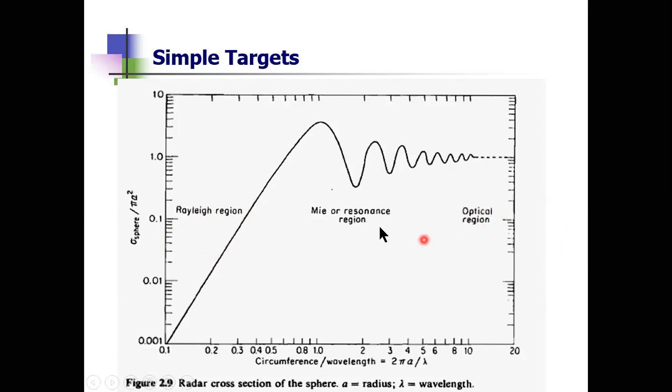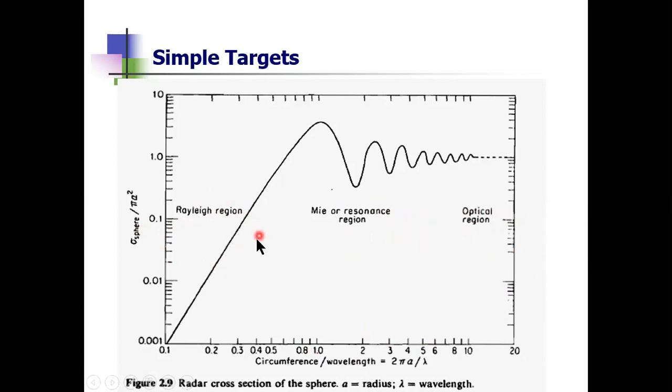Now the third one is the Mie or resonance region, in between Rayleigh and optical. Here the radar wavelength is comparable to the object's dimensions. So that's one point. Now let us go into detail about all these three areas. The first is Rayleigh.